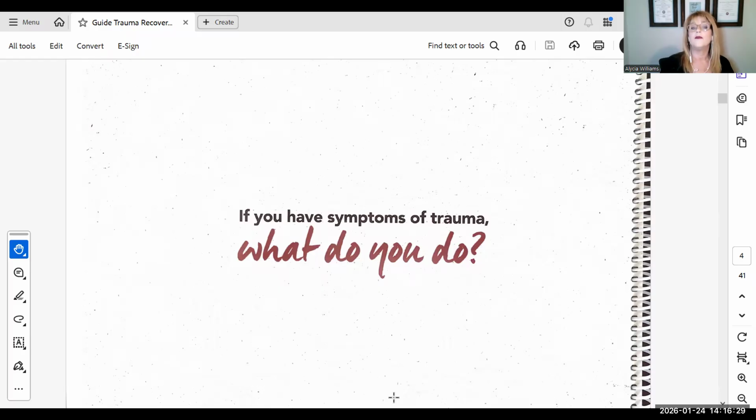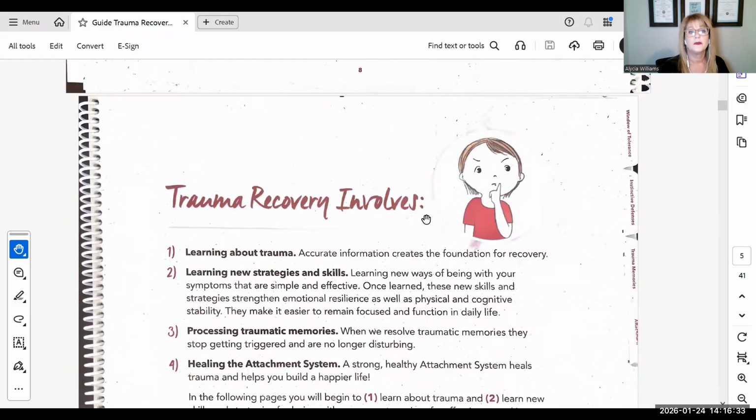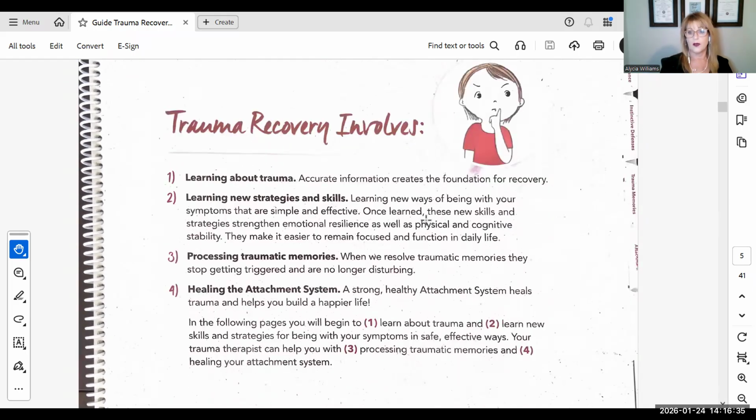If you have symptoms of trauma, what do you do? Trauma recovery involves the following: number one, learning about trauma. Giving you accurate information creates the foundation of recovery. So really understanding there's a symptom check, there's a history checklist, and then there's a symptom checklist.